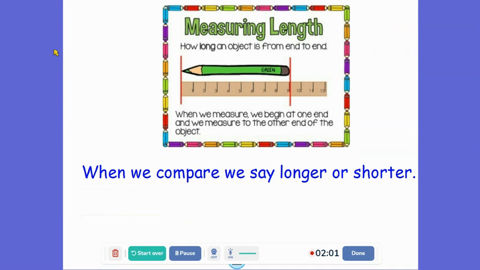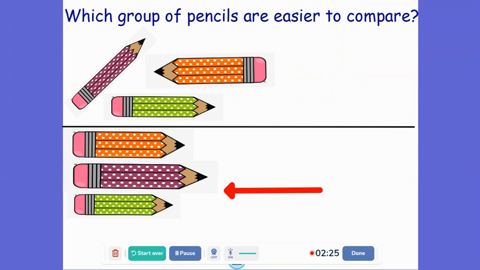We talked about measuring length means how long an object is from end to end. And again, when we're measuring, it's really important that we begin at one end and we measure all the way to the end of the object. That's how to ensure that we're getting a correct measurement. And when we compare length, we say longer or shorter.